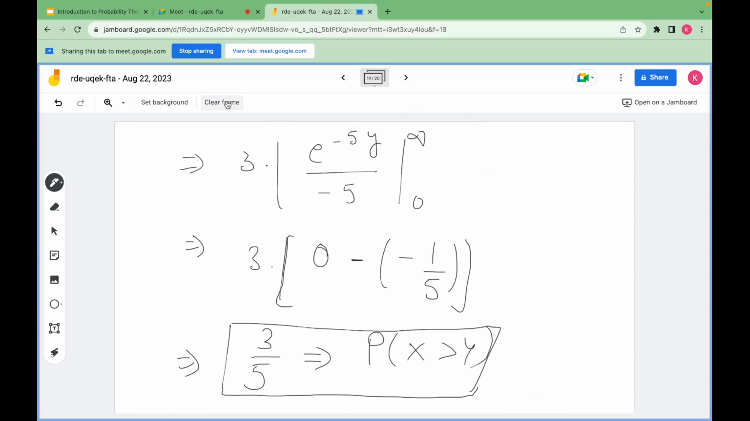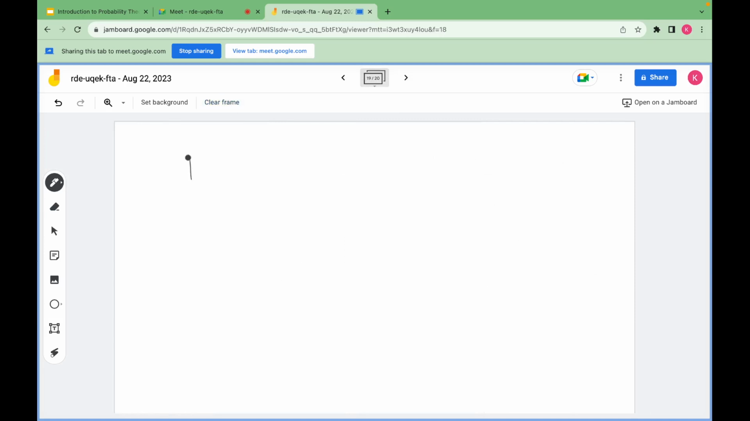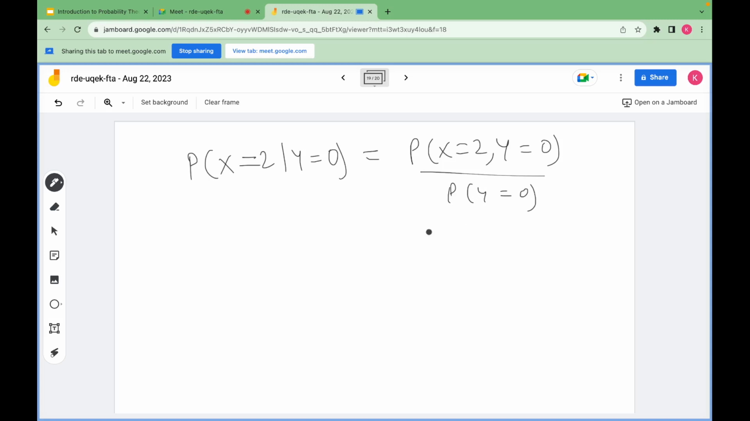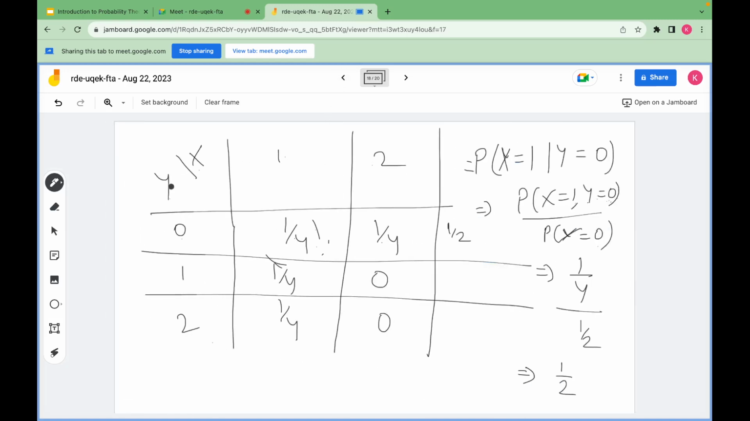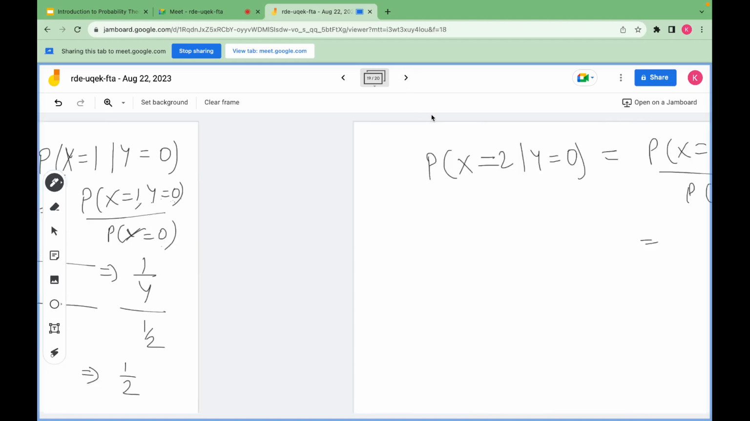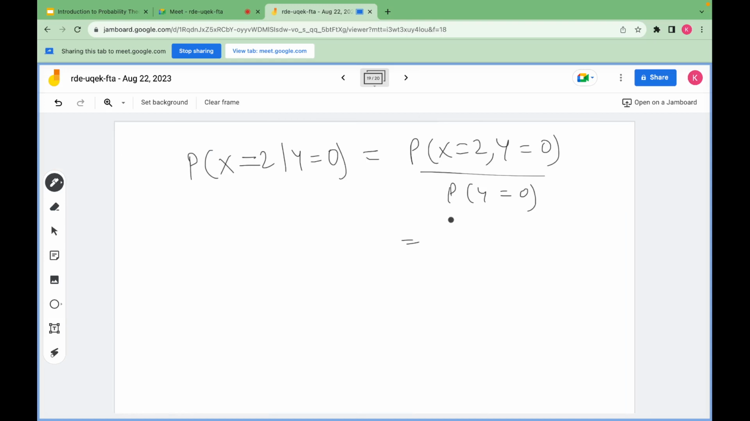Similarly, the probability x equal to 2 given that y equal to 0 is nothing but the probability x equal to 2 and y equal to 0 divided by the probability y equal to 0. So the probability that x is equal to 2 and y equal to 0 is 1 by 4. Again it's 1 by 4. And we know that the probability of y equal to 0 is 1 by 2. So this again comes out to be 1 by 2.